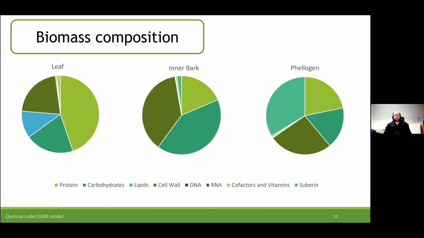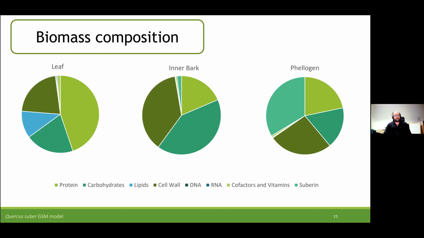Regarding the biomass composition, like I said, for the model we also need to establish a biomass composition that represents the drain of macromolecules that the cell needs to produce to create a new unit of biomass. And we found that the biomass for the different tissues is also really different.